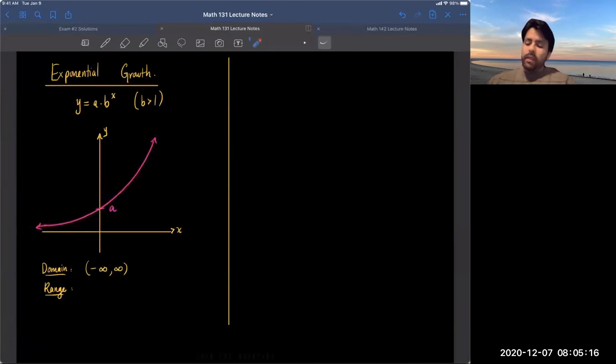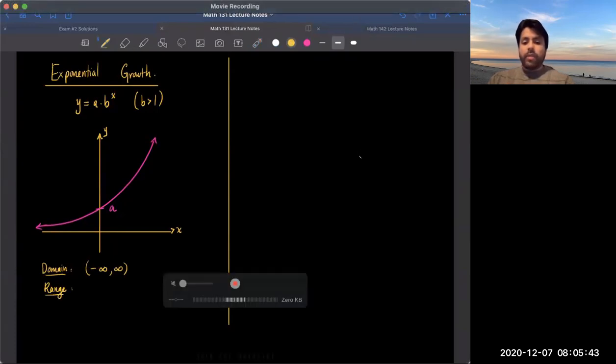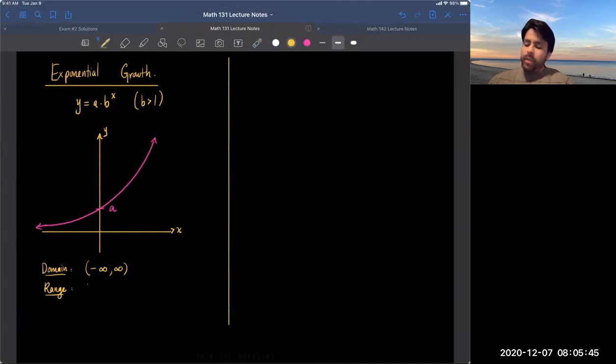So as x goes to negative infinity, my values here approach 0. As x approaches positive infinity, my values approach infinity. So then what would be the range? What are the y values? How would I write the y values of this function? Bigger than 0. That's right, Fujin. So this would be from 0 to infinity.